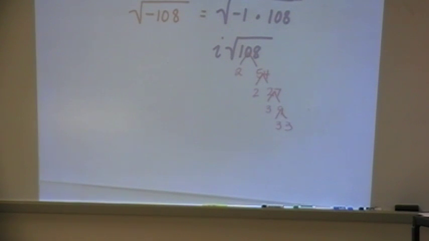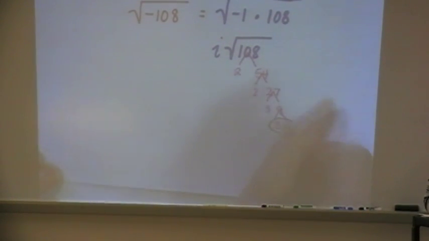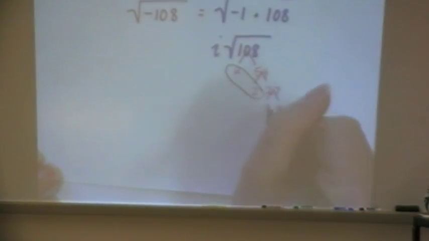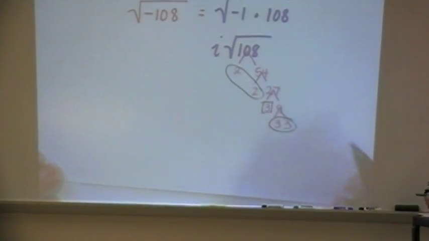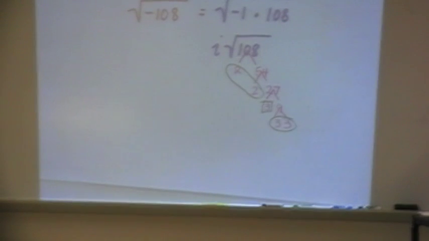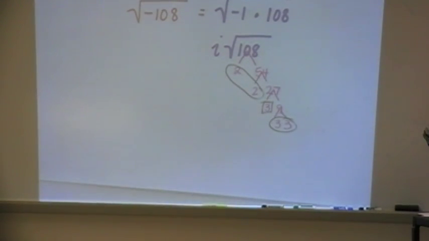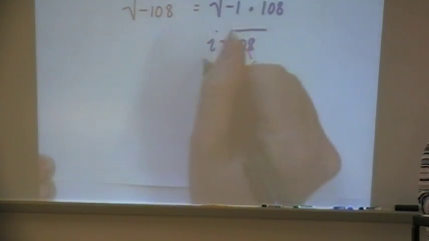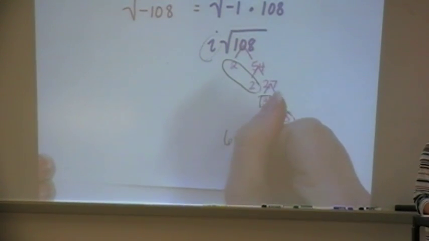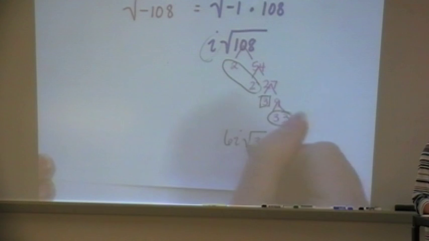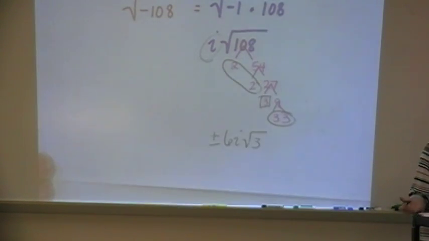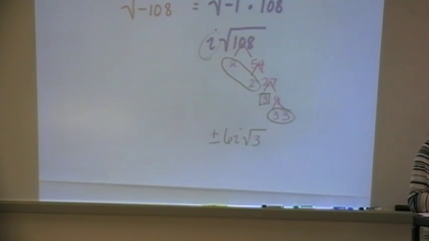Grouping in groups of 2, because this is a square root, I have 2 3's right here together. I have 2 2's together. This guy is all by himself. You go out in groups, a 3 and a 2 go on the outside. You multiply them, so that's going to be 6. There is already an i out there, so it'll be 6i square root 3. Positive and negative 6i square root 3, because there is always both a positive and a negative answer when you take a square root.